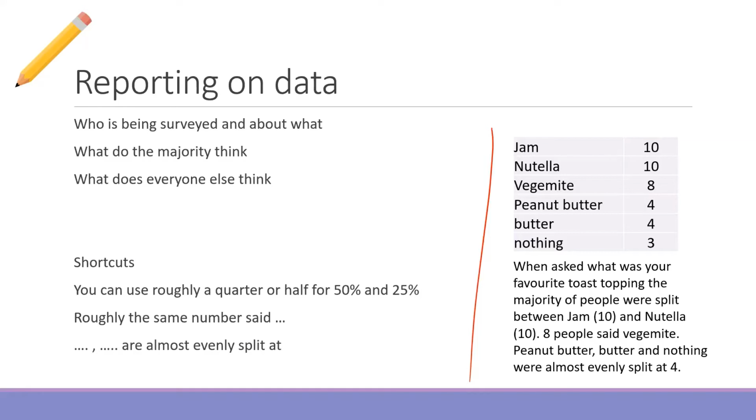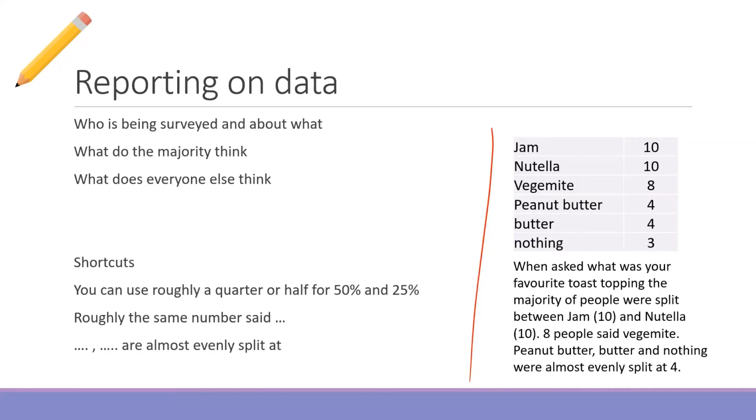Now there are some shortcuts you can use. I'm showing you these shortcuts because they show up in the questions that you guys are going to have to do from 2C. Some of them are: you can use roughly half or roughly a quarter for 50% and 25%.